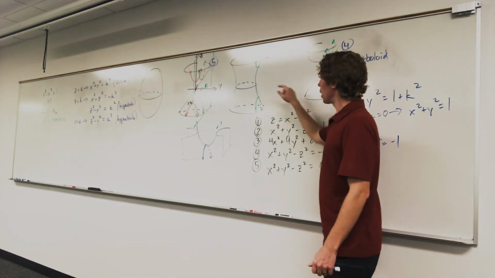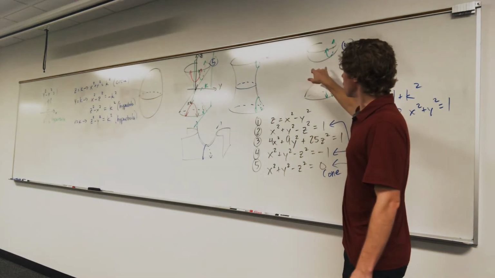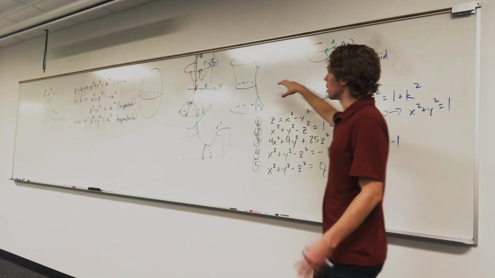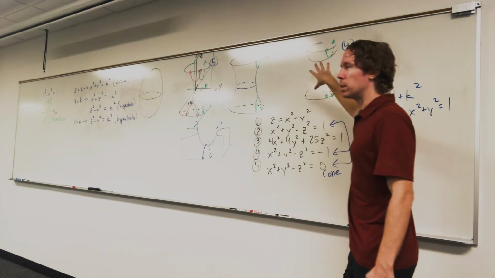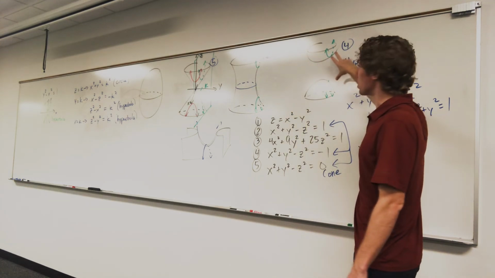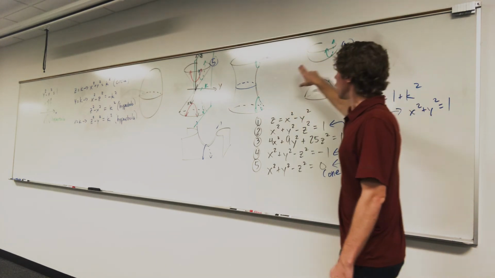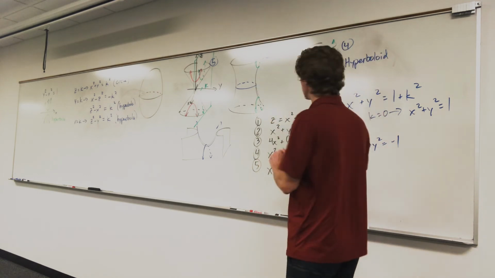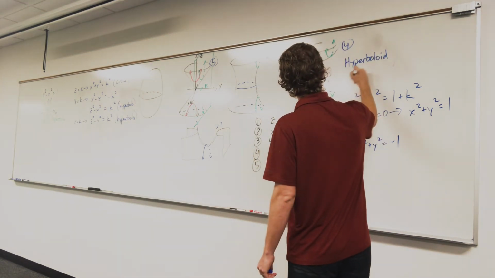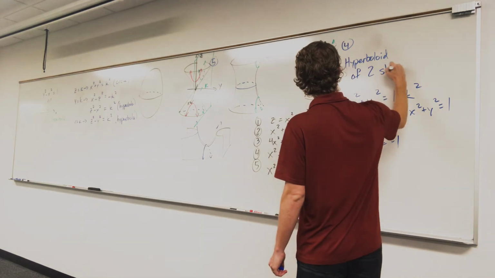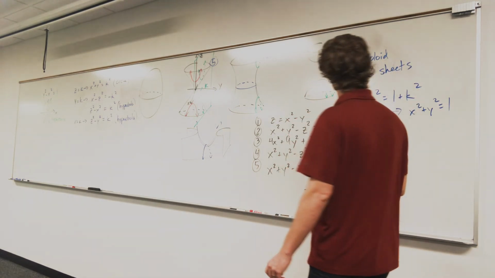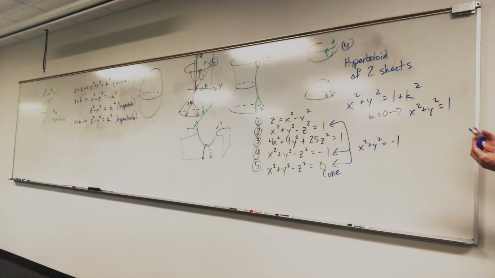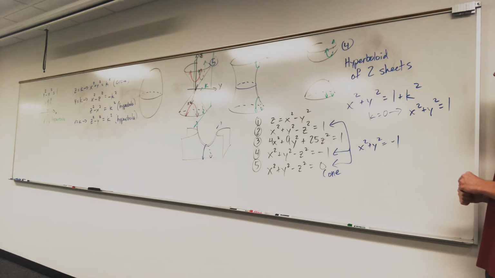And the main thing distinguishing this one and this one is that this one is 1 piece and this one is 2 pieces. So usually people will call this a hyperboloid of 2 sheets and this one a hyperboloid of 1 sheet. But hyperboloid will work there, or you could even say elliptic hyperboloid.